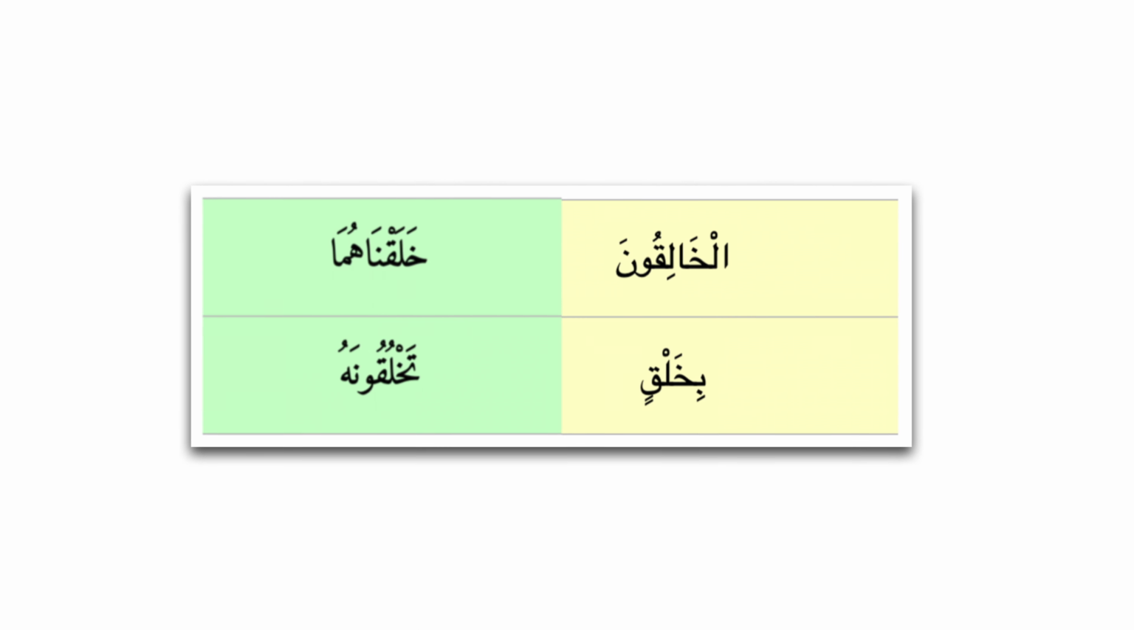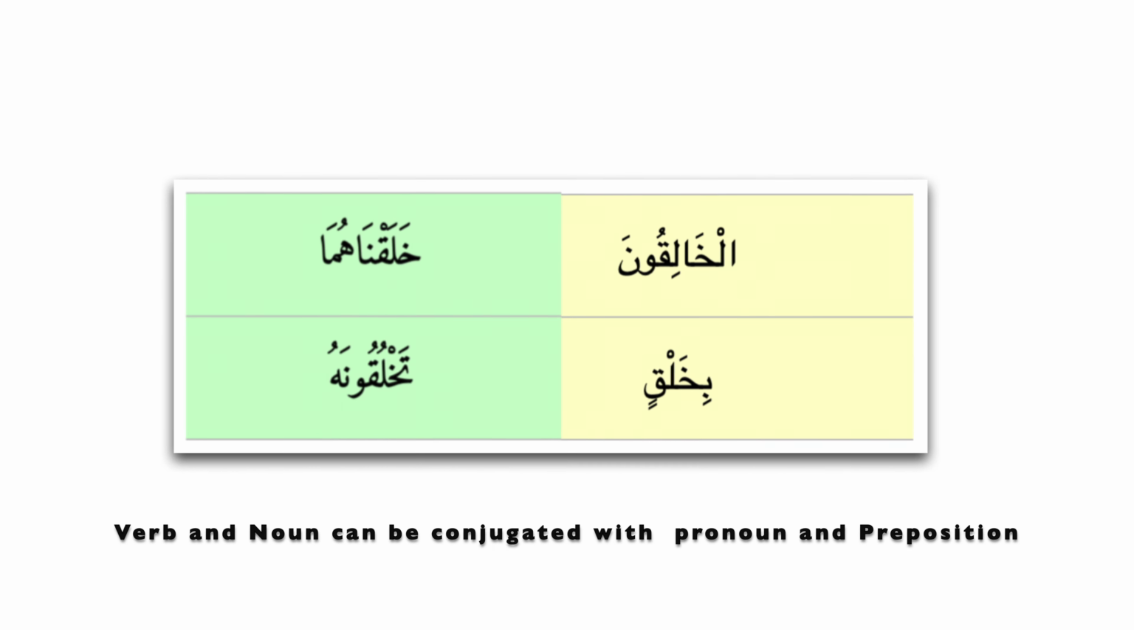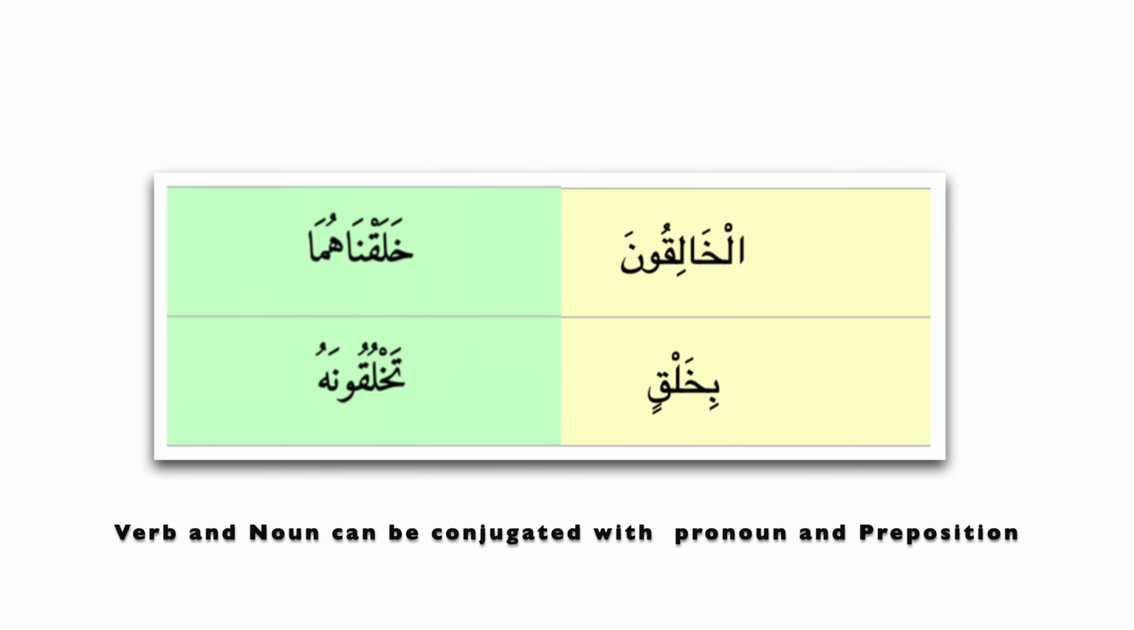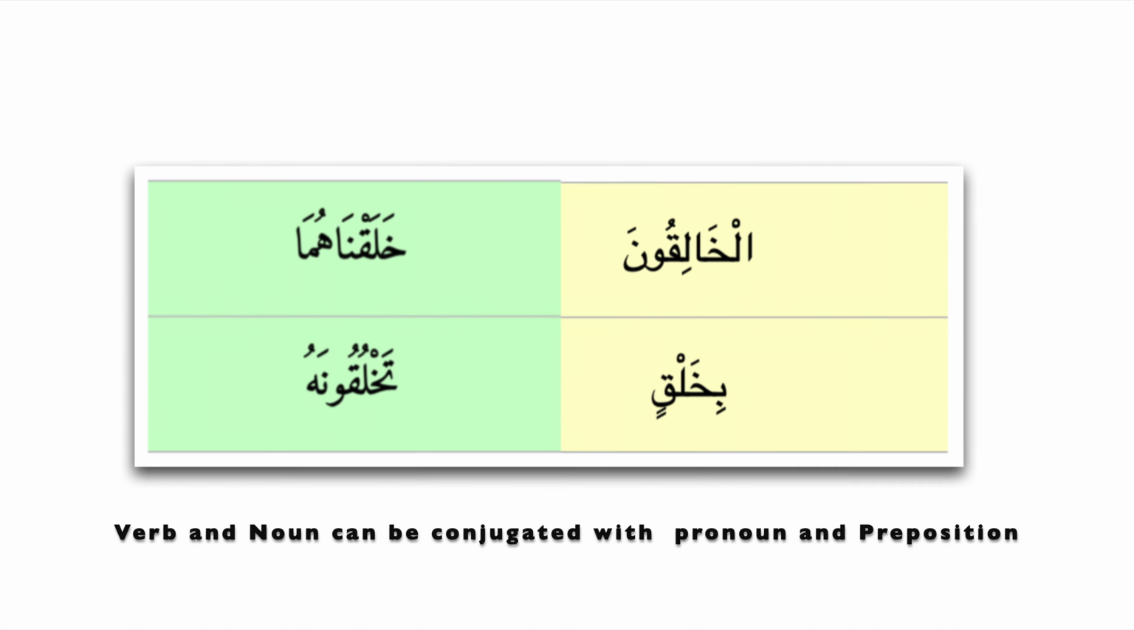These verbs and nouns again can get conjugated with pronouns or prepositions to form expanded meanings of the words. خلقناهما الخالقون تخلقونه بخلق.